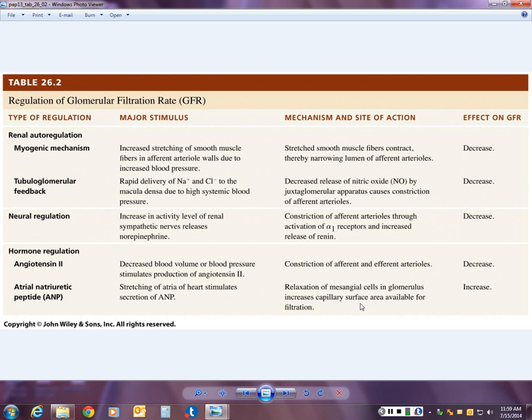So these are the 1, 2, 3 major categories of regulating GFR. Like I said, you definitely want to take a look at this chart and understand what's going on here. All right, with that item being discussed, that will conclude our discussion about glomerular filtration.